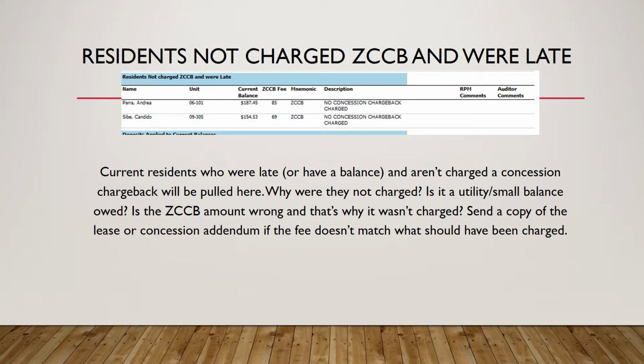Residents not charged concession chargeback and were late. Current residents who were late or have a balance and aren't charged a concession chargeback will be pulled here. Why were they not charged? Is it a utility or small balance owed? Is the concession chargeback amount wrong and that's why it wasn't charged? Send a copy of the lease or concession addendum if the fee doesn't match what should have been charged.